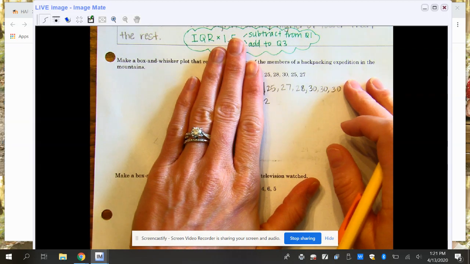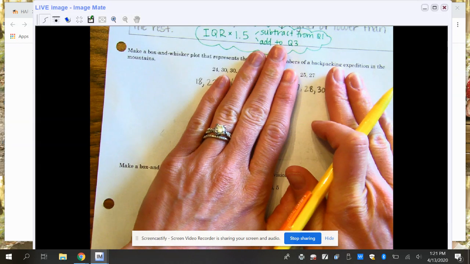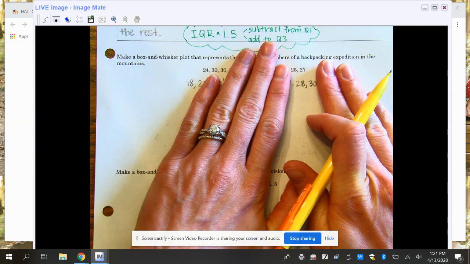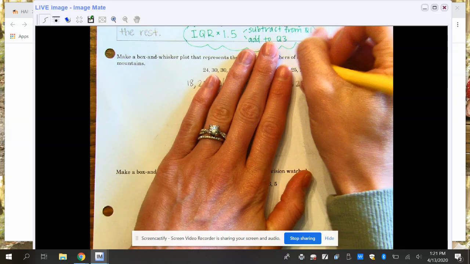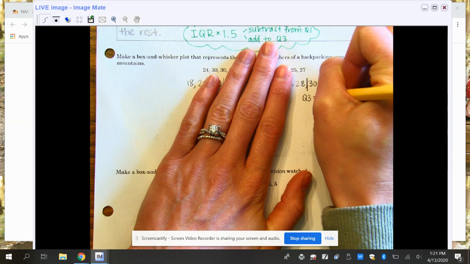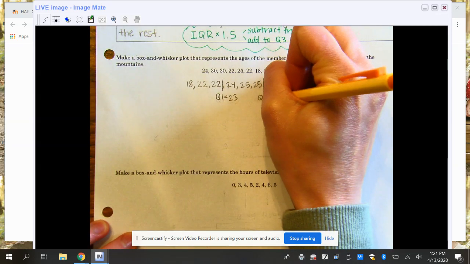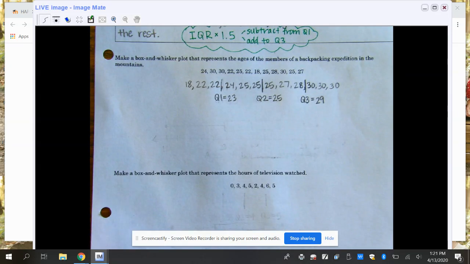And then I'm going to do the same thing over here. So here's my upper quartile. So when I work my way in, the same thing happens. I get 28 and 30 as my two middle values. So that means that Q3 would be 29, halfway between 28 and 30. So it is possible that your quartiles may end up being decimals, like 23 and a half or something like that. That's okay.